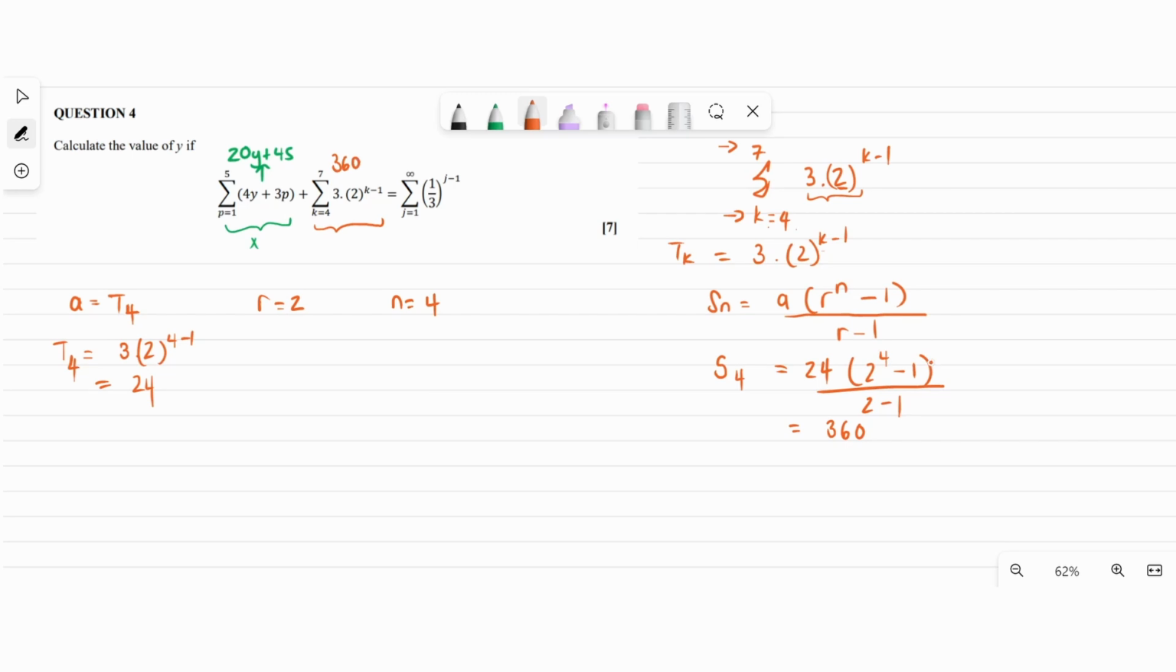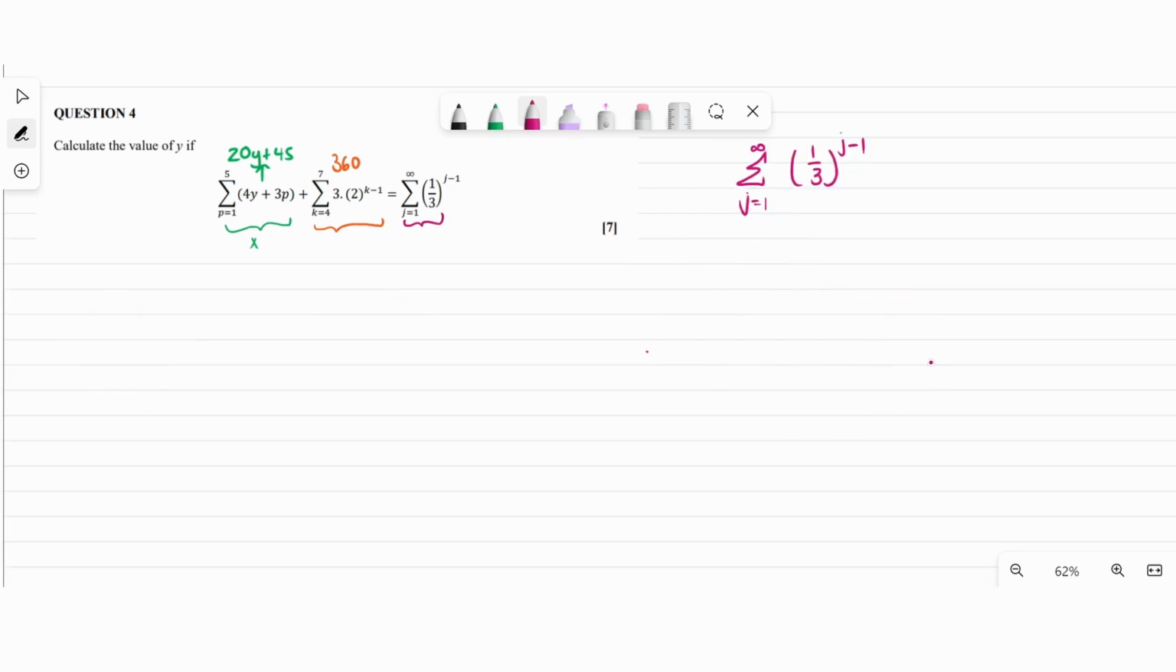Now we want to do the last part, which I'm going to do in another color. The last part is this one. We see the factor is S infinity. So we need to find S infinity. S infinity is always associated with the geometric. The formula for S infinity is a divided by 1 minus r. So here we need to find a, and we need to find r. That's the only two that we need.